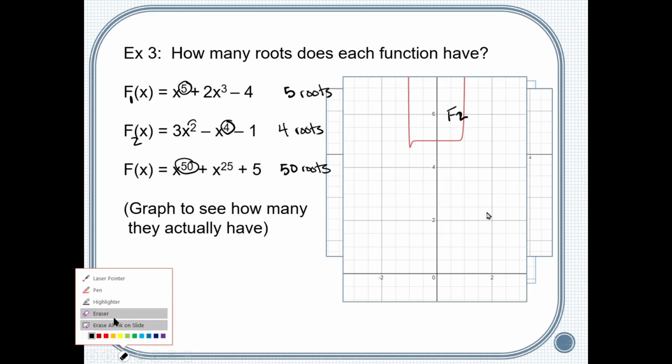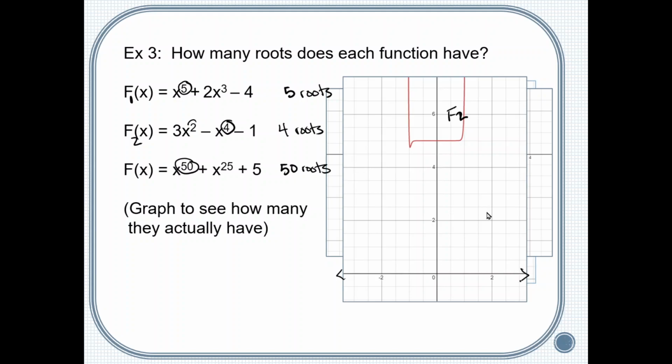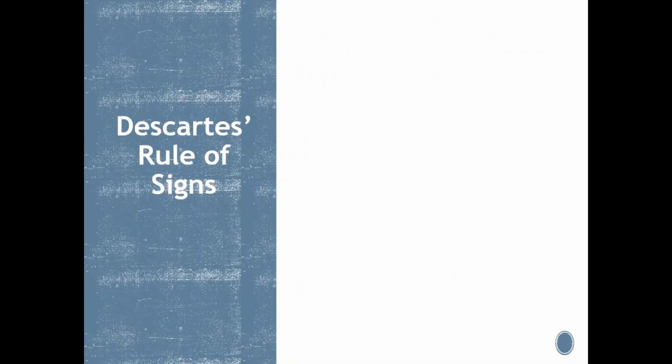If we look at that third function, it doesn't have 50 roots. In fact, here's my axis down here. It doesn't cross the axis at all, so it actually has no real roots. But it's got 50 complex ones that may be repeating themselves. Okay? All right. Now, that list of possible roots can get lengthy.